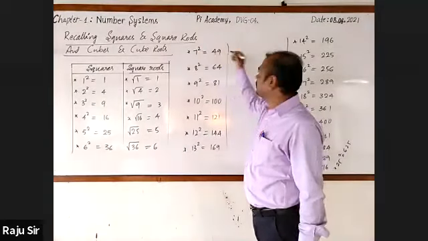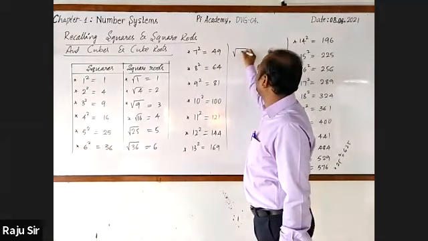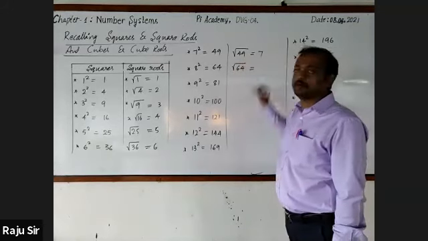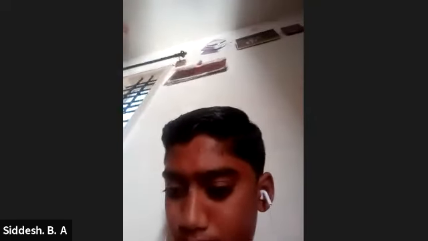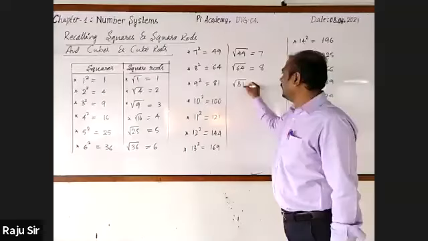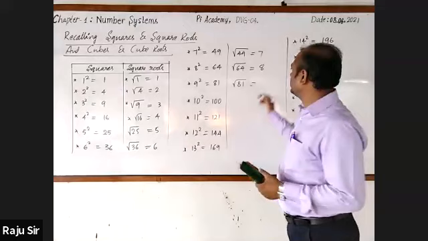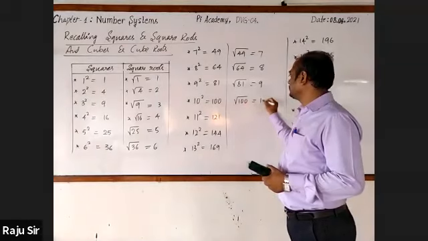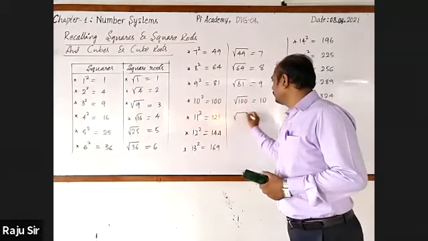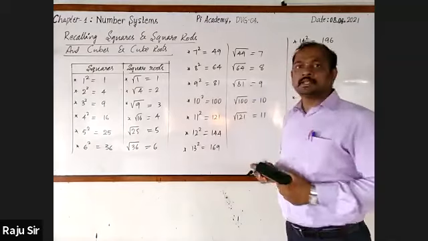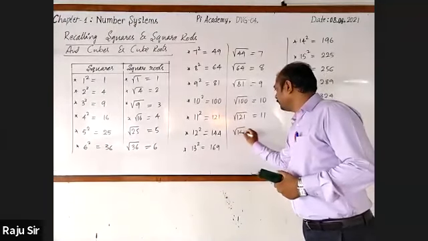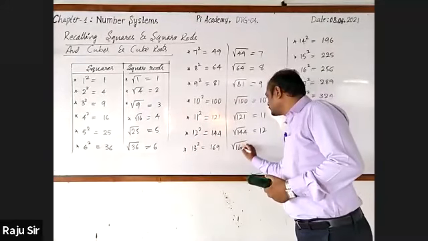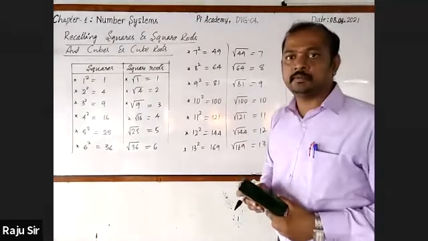Next. Continue from 7. The square root of 49 is 7. The square root of 64 is 8. The square root of 81, 9 nines are 81, therefore the square root of 81 is 9. The square root of 100 is 10. The square root of 121 is 11. The square root of 144 is 12. The square root of 169 is 13.